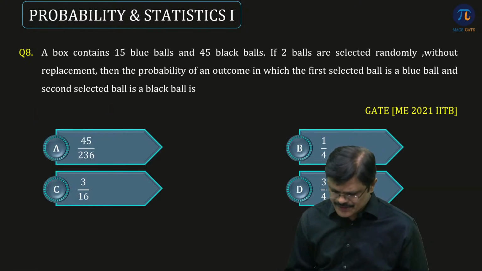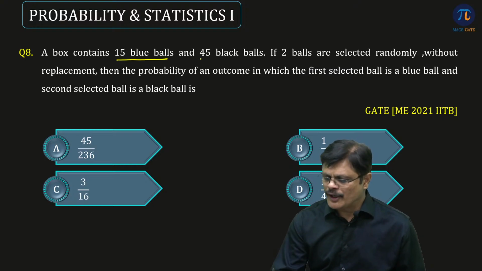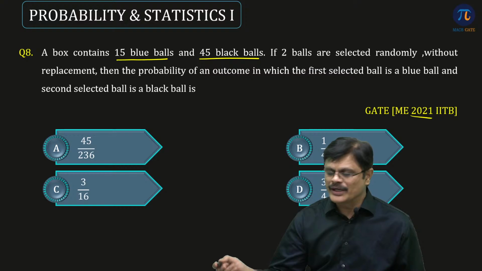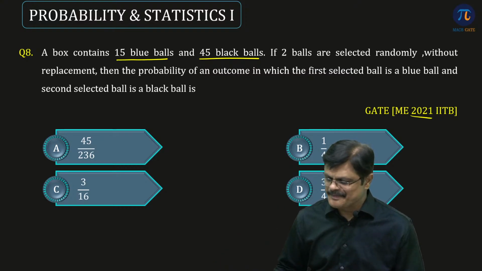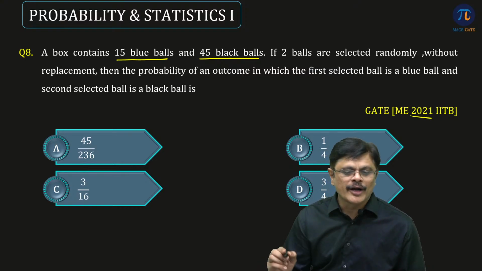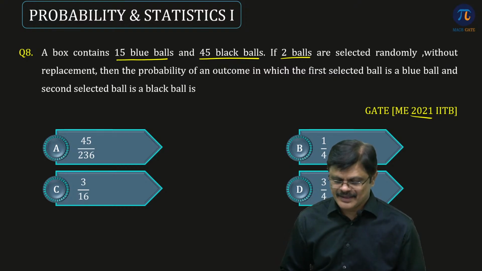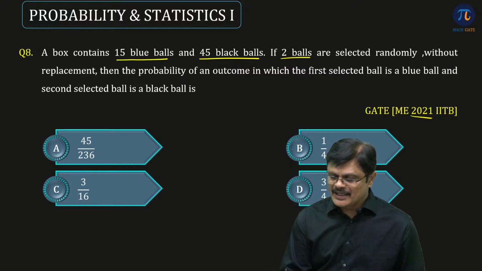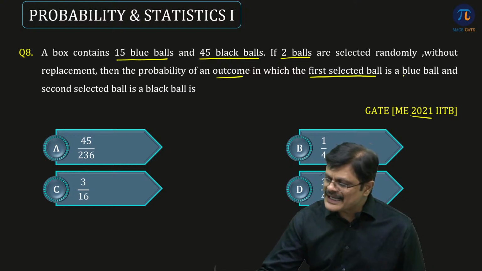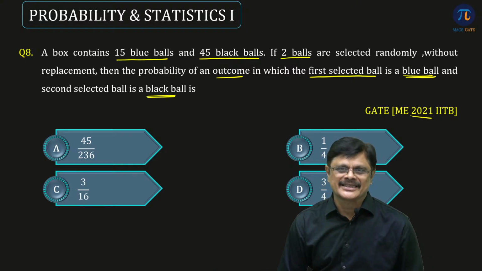This is also a GATE question. A box contains 15 blue balls and 45 black balls. It's a 2021 GATE question. Not far away, sir. It is a very recent GATE question. Okay, 15 blue balls and 45 black balls. If 2 balls are selected randomly without replacement, then the probability of an outcome in which the first selected ball is blue and the second selected ball is black.